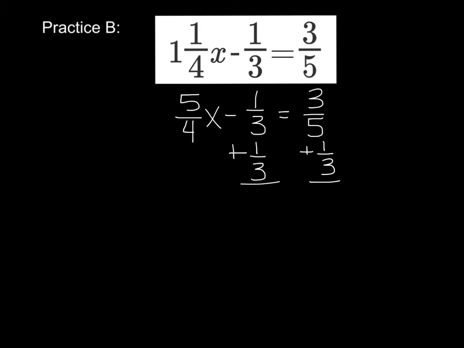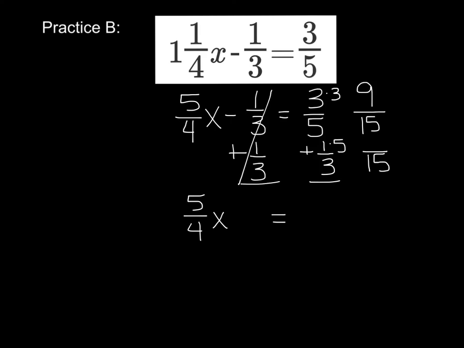When I do that, it cancels out completely on the left-hand side, leaving just the 5/4 x. 3/5 and 1/3 need a common denominator in order to add them. So 15 is my common denominator. 5 goes into 15 3 times, so I'll multiply the numerator by 3. That gives me 9/15. 3 goes into 15 5 times, so I'll multiply the numerator by 5. So I have 5/15. When I put these two fractions together, I get 14/15.